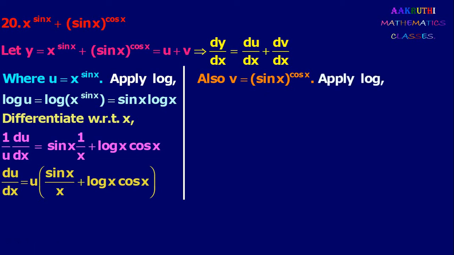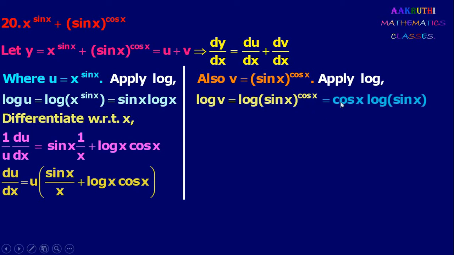So apply log on both sides, we get log v equal to log of sin x to the power cos x, and we can simplify this as cos x into log of sin x. So differentiate with respect to x, we get log v differentiation is 1 by v into dv by dx. And cos x into log of sin x differentiation is UV rule. So cos x is first function, log of sin x is second function.